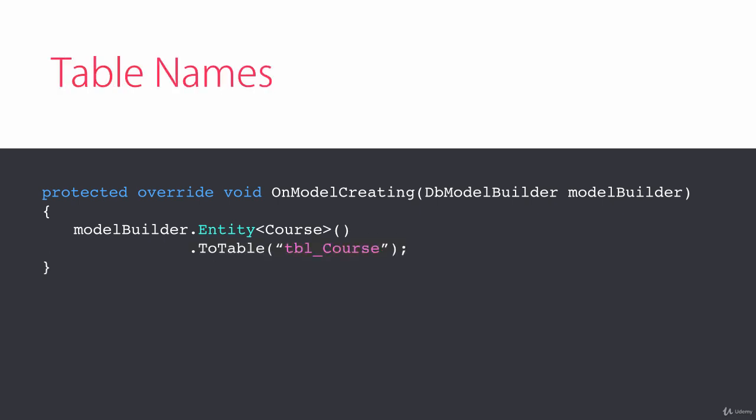So here's one example. If you want to override the name of the table in the database, we can call the ToTable method. If we want to change the name of the schema for this table, we can supply that as a second argument to this method.